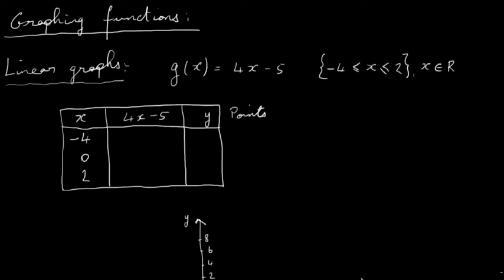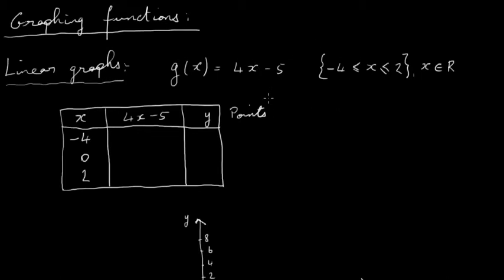Okay, so in this video I'm going to look at graphing functions, and in particular I'm going to look at graphing two functions. One is going to be linear and the other is going to be a quadratic function. Now, the linear function that I'm going to draw is this one here. I've called it g of x, and it's the function 4x minus 5.